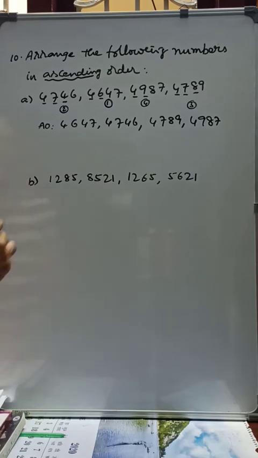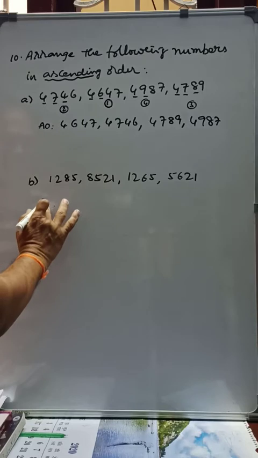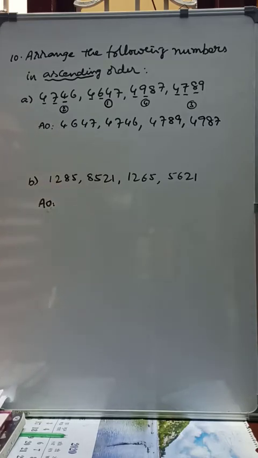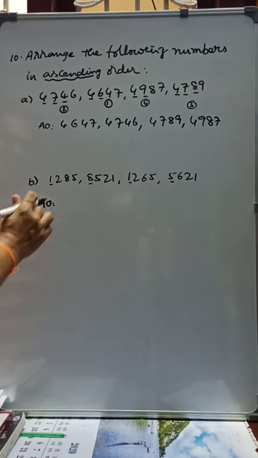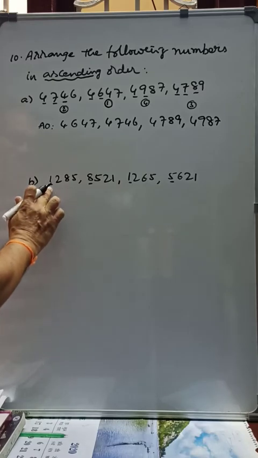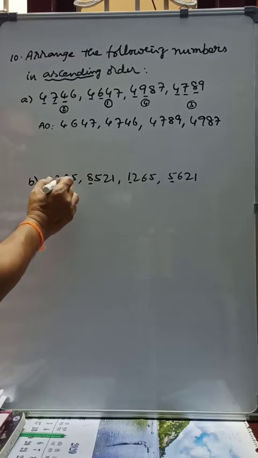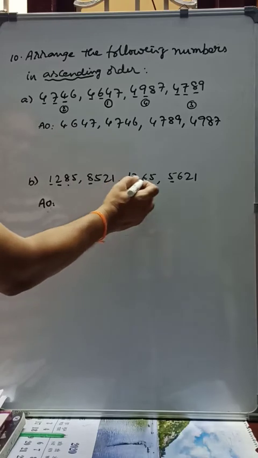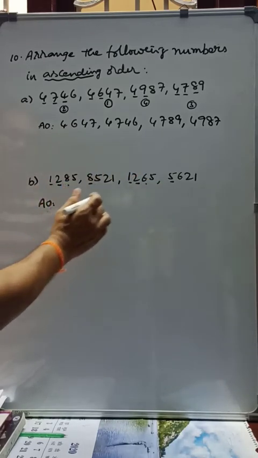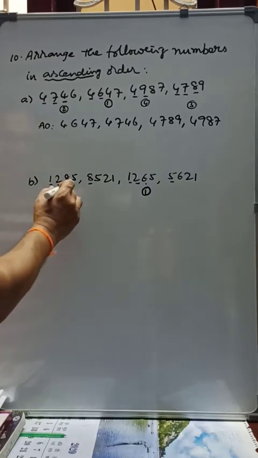And coming to B, to write in the ascending order. Now again check the 1000 place. 1, 8, 1, 5. Among four numbers, here 1000 is smaller, here 1000 is smaller. Same 1000 place is there. Check the hundreds place. 2 and 2. This third number is 8 and 6 is there. 6 is smaller than 8. So first number we have to write 1265 and this becomes the second number.